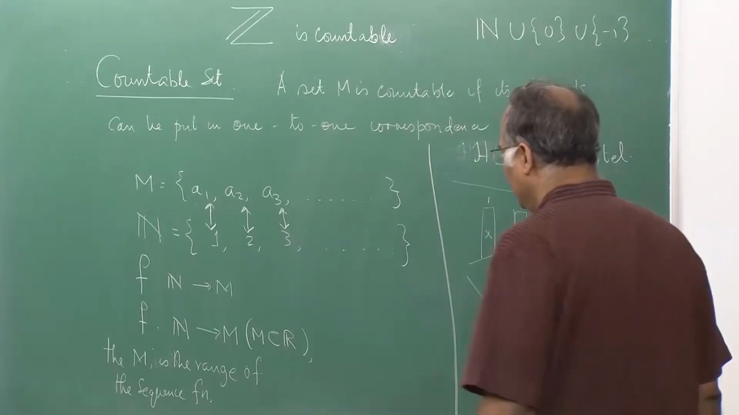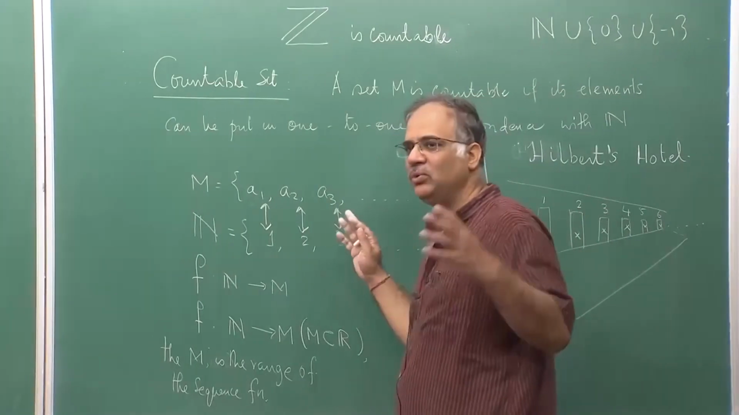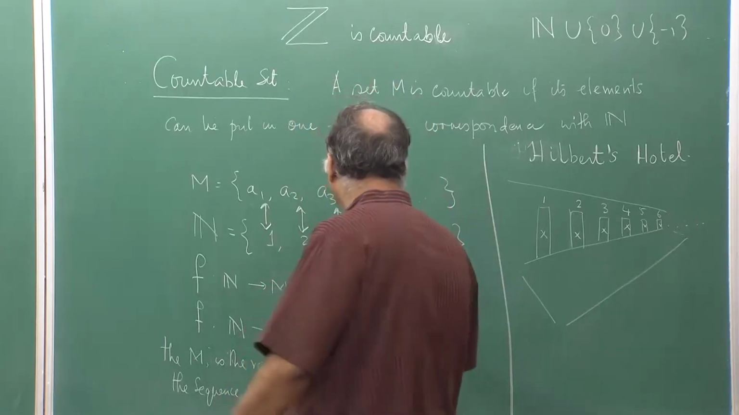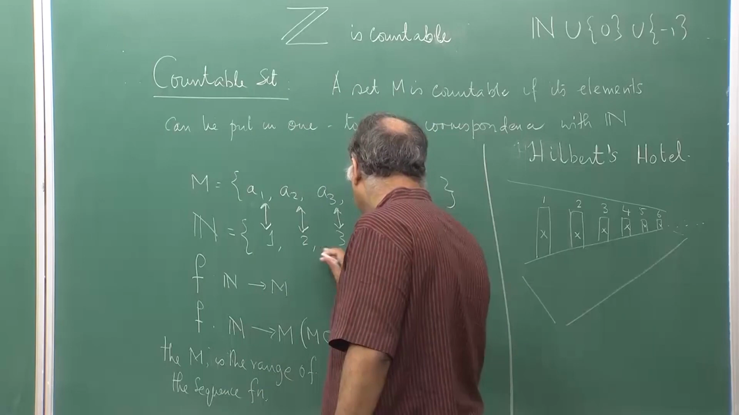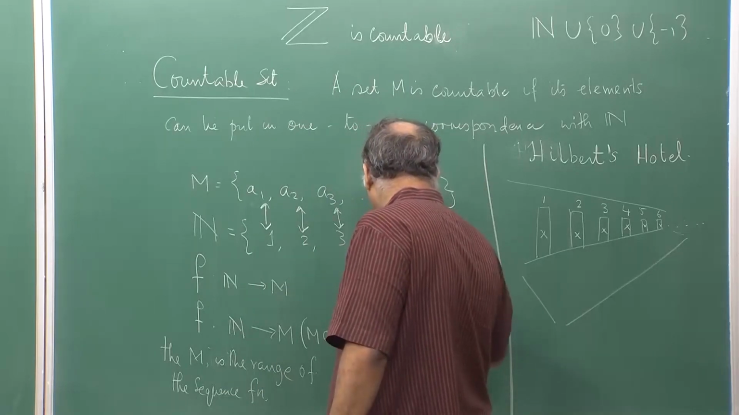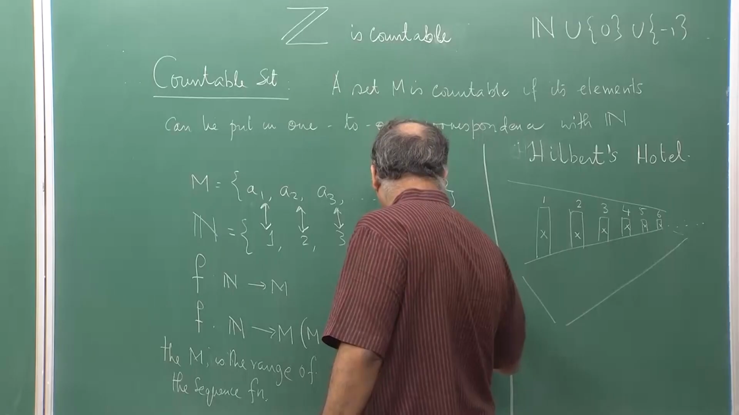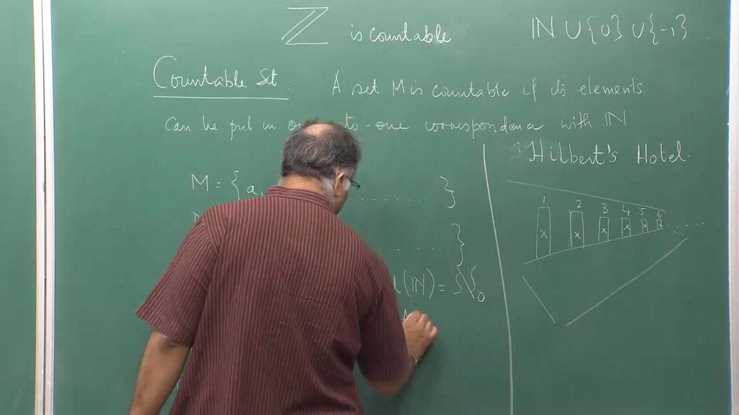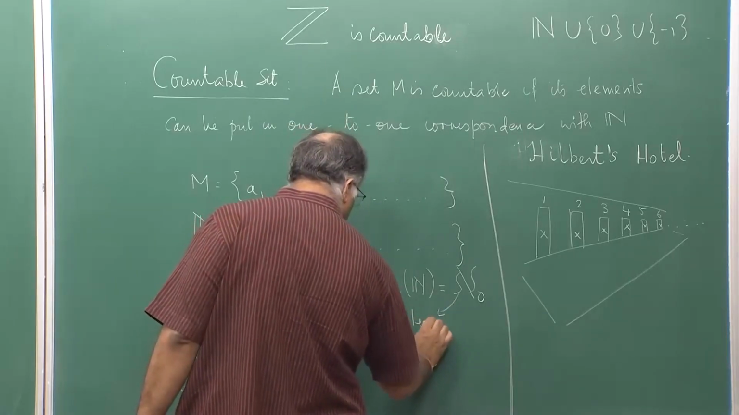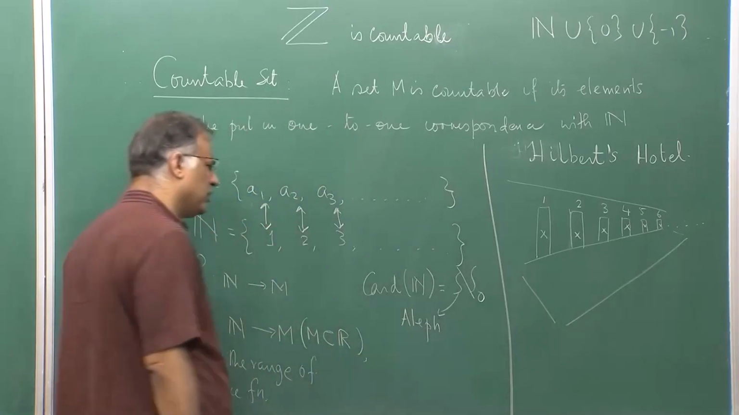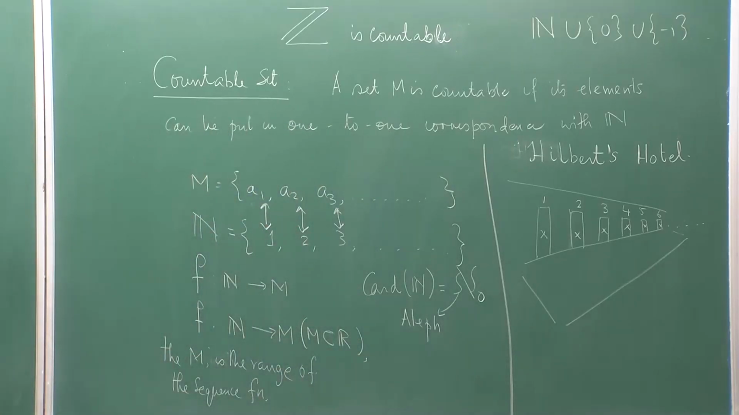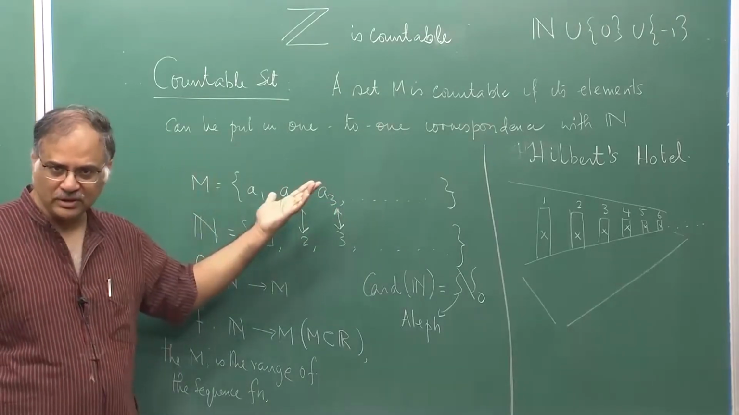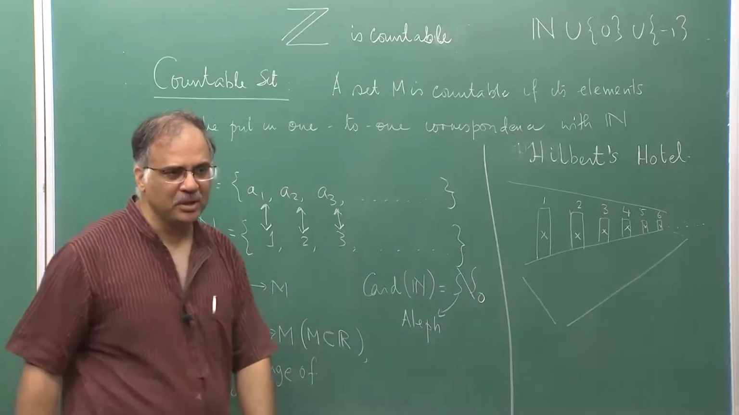He asked the question: I would assign some infinite cardinality, some symbol, to the cardinality of this set N, the set of natural numbers. And he wrote this as the first letter of the Hebrew alphabet, Aleph, Aleph naught. This is called Aleph naught. And he said that any set which can be put in one-to-one correspondence with the set of natural numbers, that is any countable set, has the same cardinality.